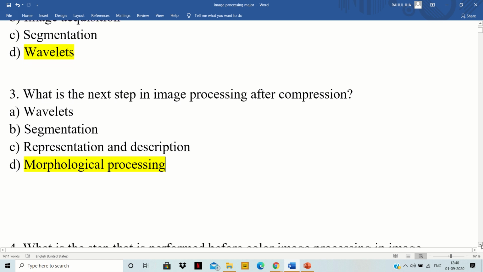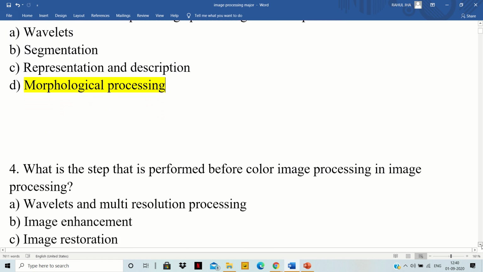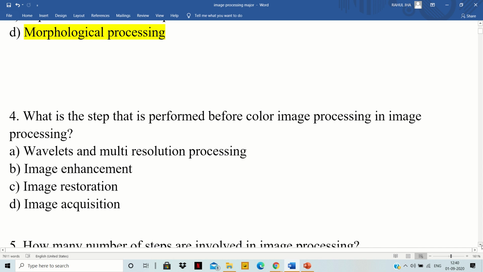Next question. What is the step that is performed before color image processing in image processing? Again, the question is completely based on the order. It will be great if you completely learn those steps and the order of those steps. The options are A, wavelets and multi-resolution processing, B, image enhancement, C, image restoration, D, image acquisition. So the answer is C, image restoration.